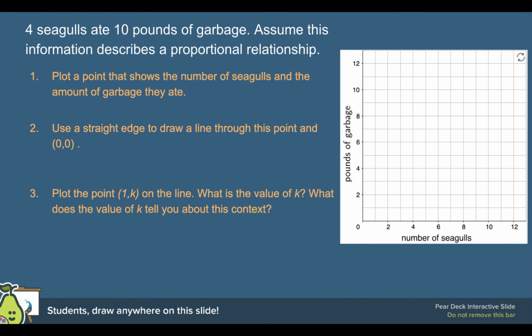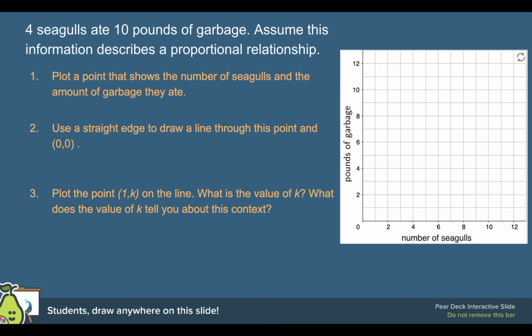The last question deals with seagulls. As we look at this seagulls, it tells me immediately that 4 seagulls ate 10 pounds of garbage. Assume this relationship is proportional, so that's going to be going up by the same amount each time. So plot a point that shows the number of seagulls and the amount of garbage. So plot this point, 4 seagulls, 10 pounds of garbage. Following, use a straight edge to draw a line to the point 0, 0. So take that point that you just put and draw a straight line going from here all the way to 0, 0. And finally, plot the point 1, k on the line.